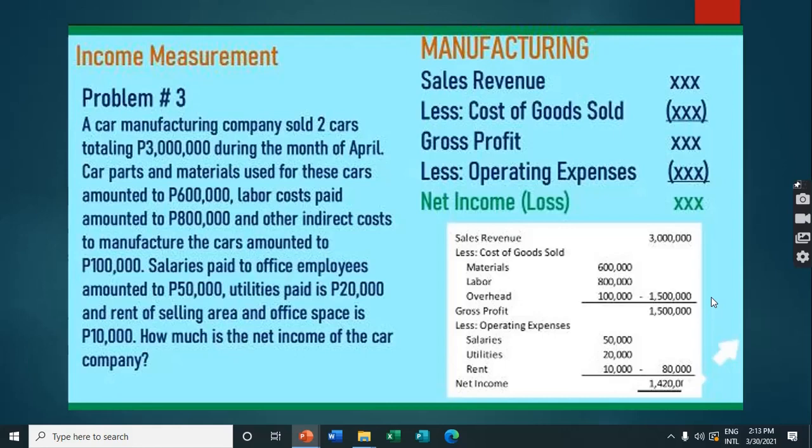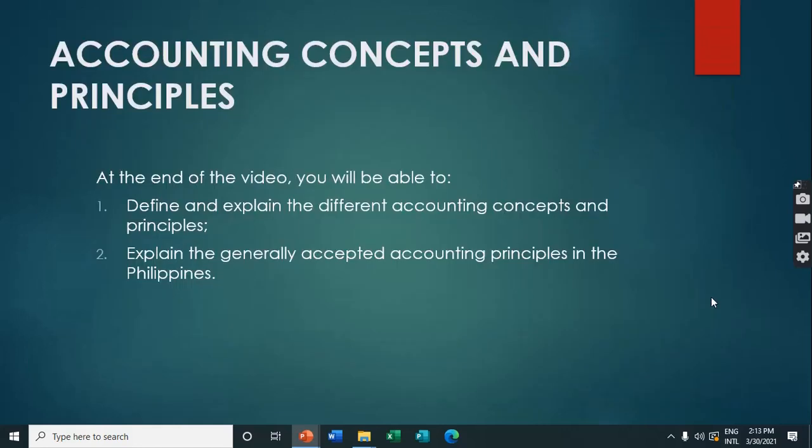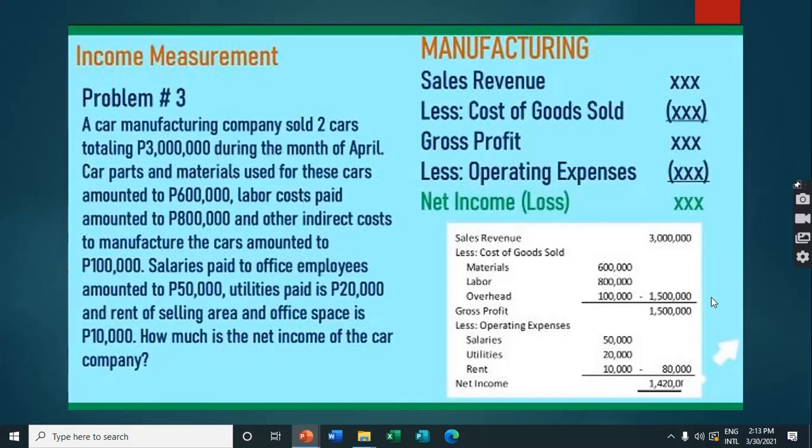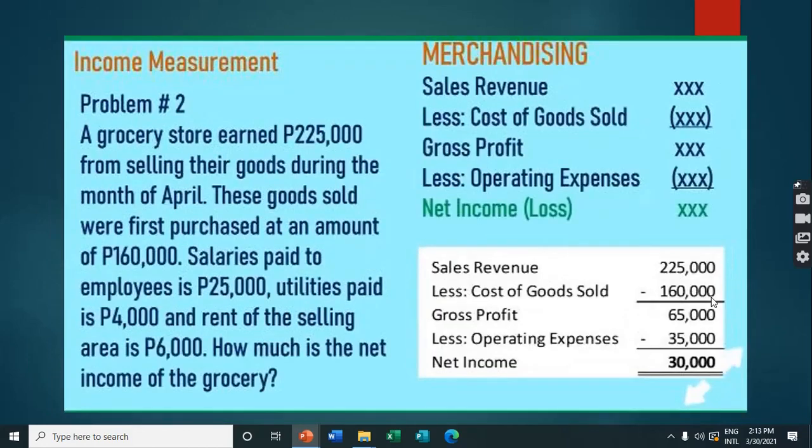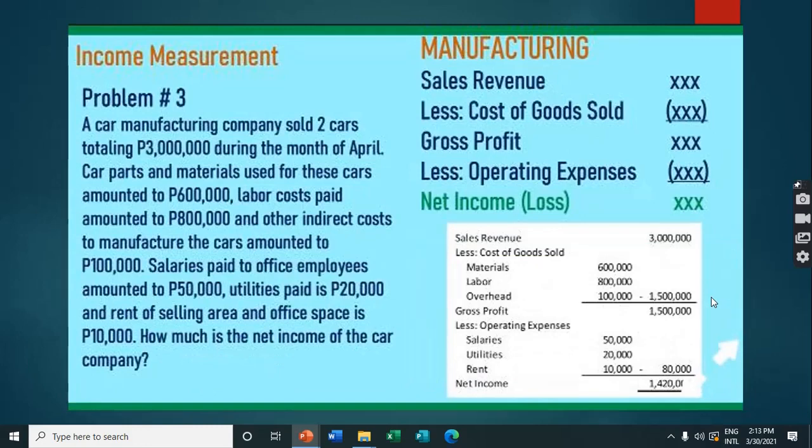Ang laki pala ng income dun sa manufacturing business. Matry nga yan. So, I hope that you understand kung paano i-measure yung income ng different types of businesses natin. Yung sa service business, merchandising business, and manufacturing business.